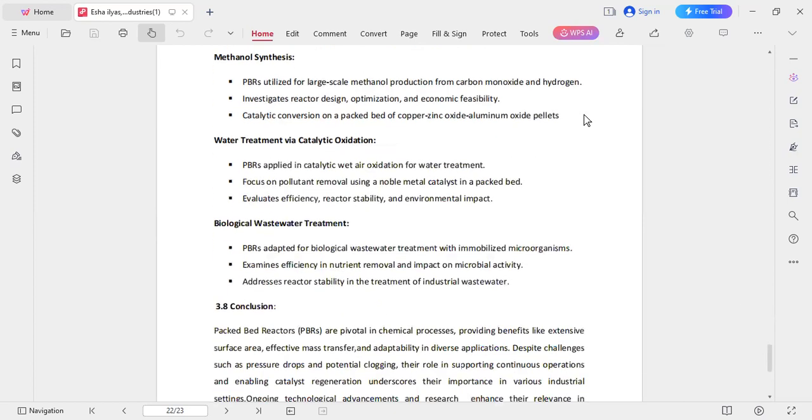Number two, water treatment via catalytic oxidation. Packed bed reactors applied in catalytic wet air oxidation for water treatment. Focus on pollutant removal using a noble metal catalyst in a packed bed. Evaluates efficiency, reactor stability, and environmental impact. Biological wastewater treatment: packed bed reactors adapted for biological wastewater treatment with immobilized microorganisms, examines efficiency in nutrient removal and impact on microbial activity, addresses reactor stability in the treatment of industrial wastewater.